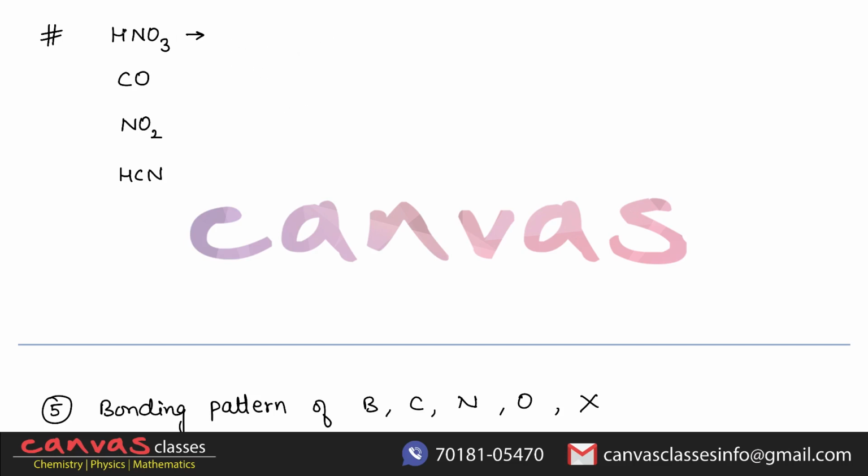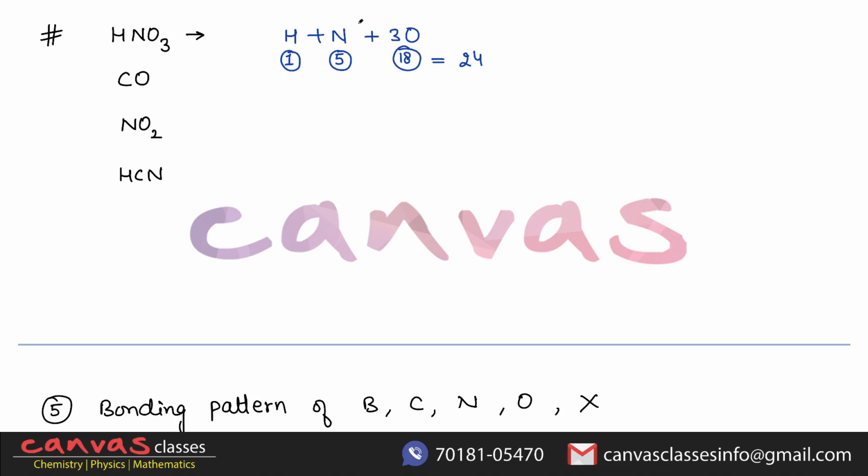For example, in HNO3, while making the bonds, let's calculate the valency of hydrogen plus nitrogen plus 3 oxygen. So hydrogen has 1 valence electron, nitrogen has a total of 5 valence electrons, and 3 oxygen has a total of 18 valence electrons, right? So we have a total of 24. So 24 electrons we have to organize in the form of bond pairs or lone pairs.